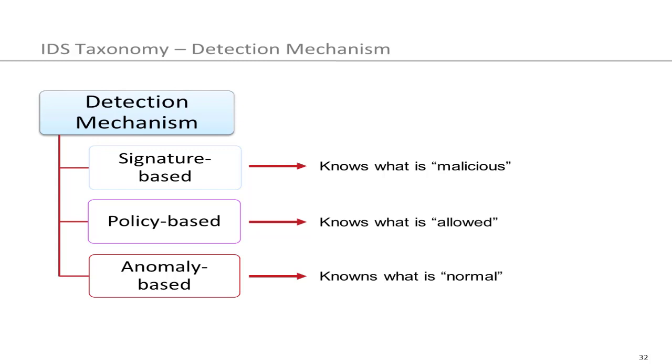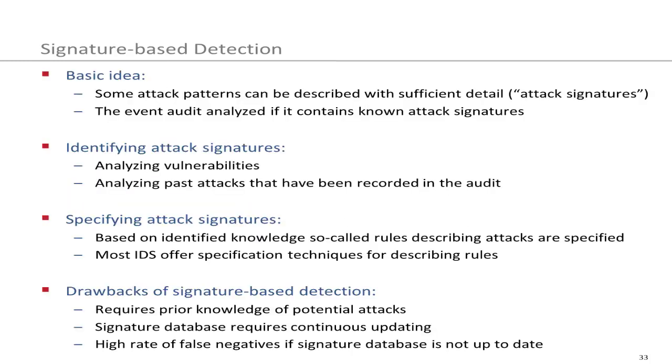So usually you have a hybrid approach: you do some signature-based detection, some policy-based detections, and also some anomaly-based detections to achieve the best results. That's basically what I just said.